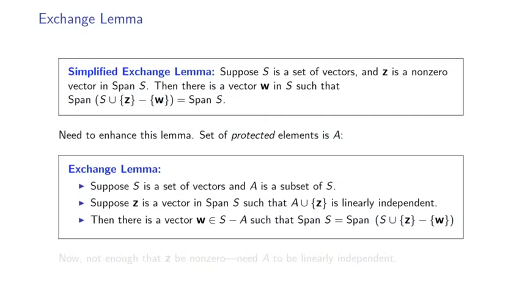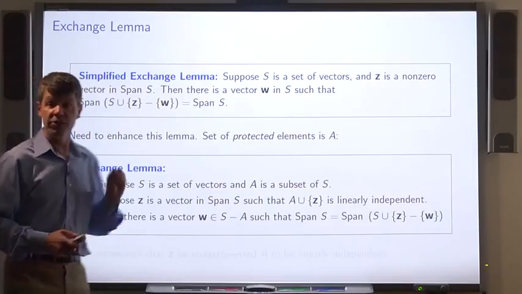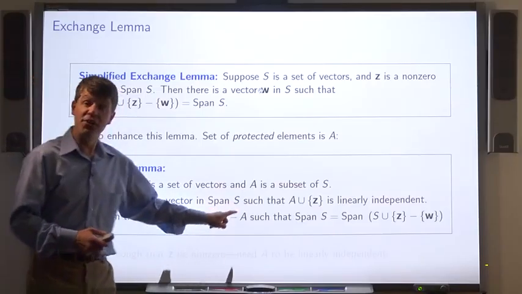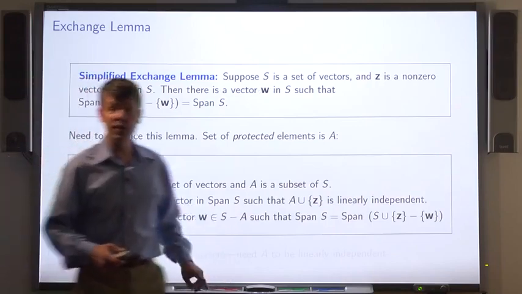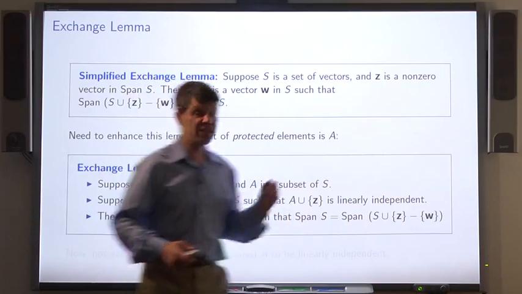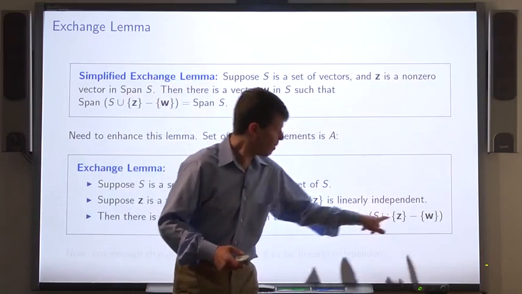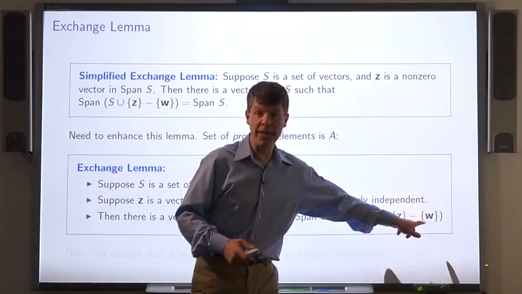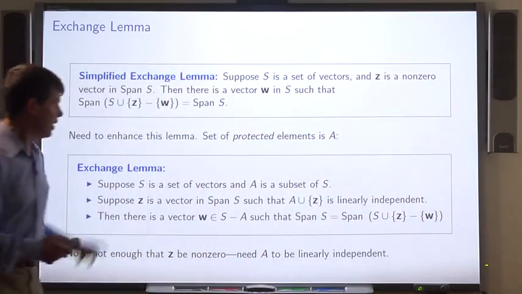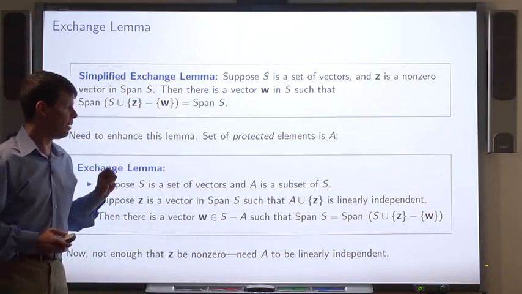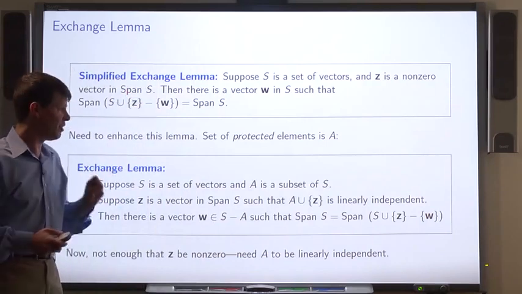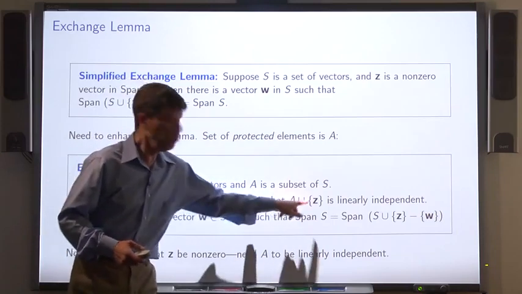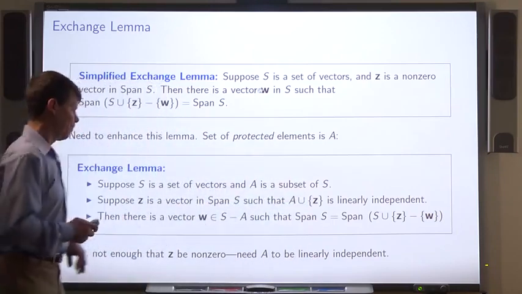Suppose S is a set of vectors and A is a subset of S. Suppose Z is a vector in the span of S such that the union of A with Z is a linearly independent set. Then there's a vector W in S and not in the protected set A such that the span of S is the same as the span of the set obtained from S by adding in Z and taking away W. You see that, unlike the simplified lemma, we require not just that Z be non-zero, but in fact that the set A union Z is linearly independent.